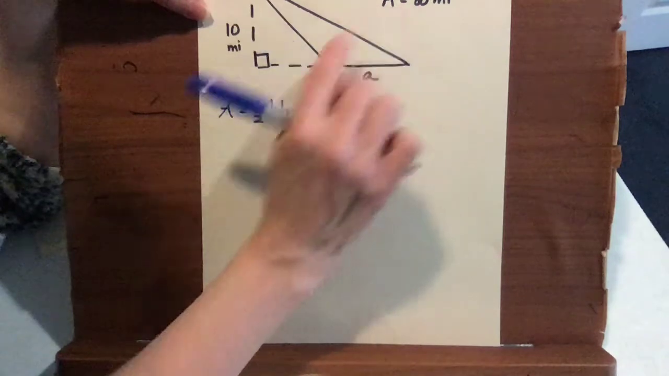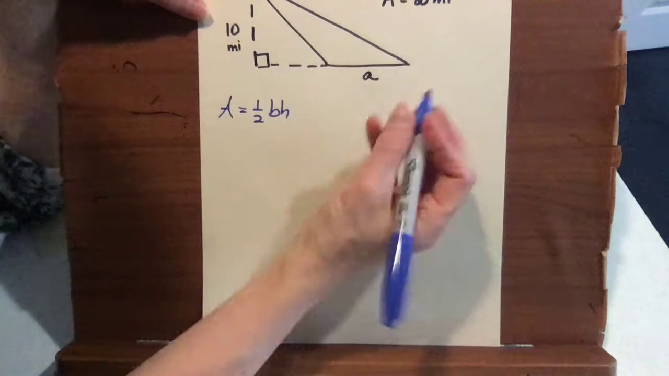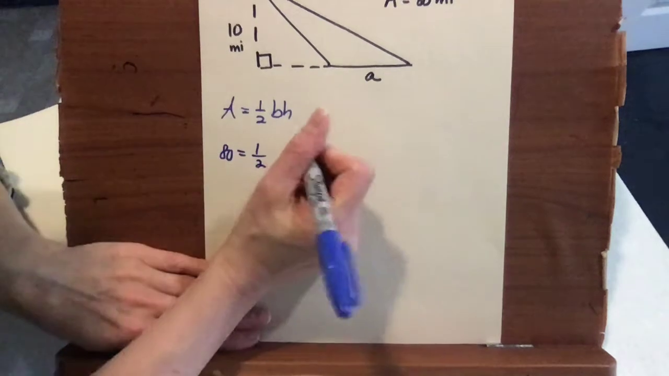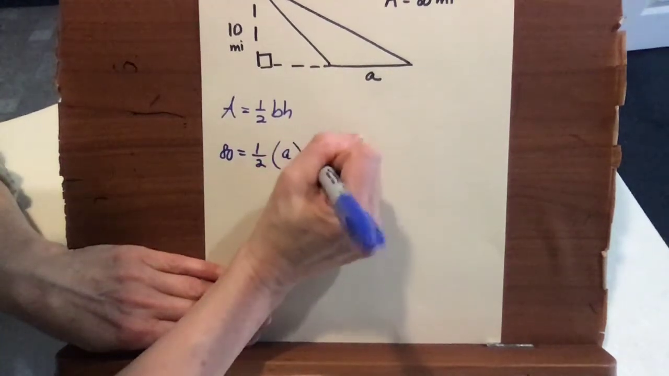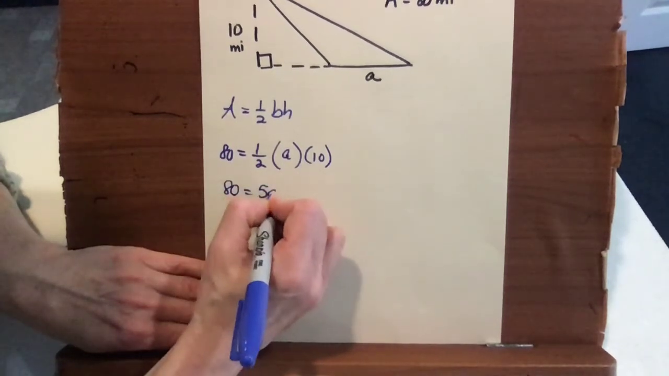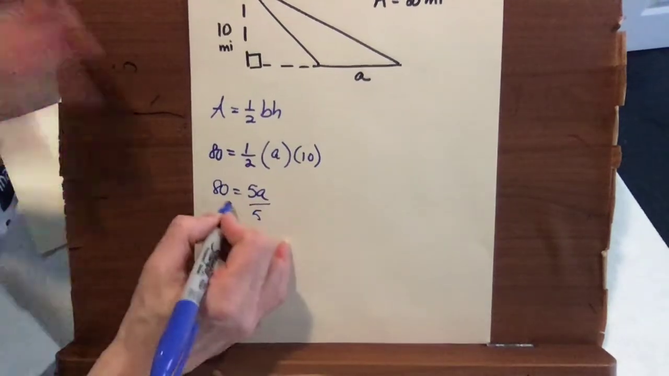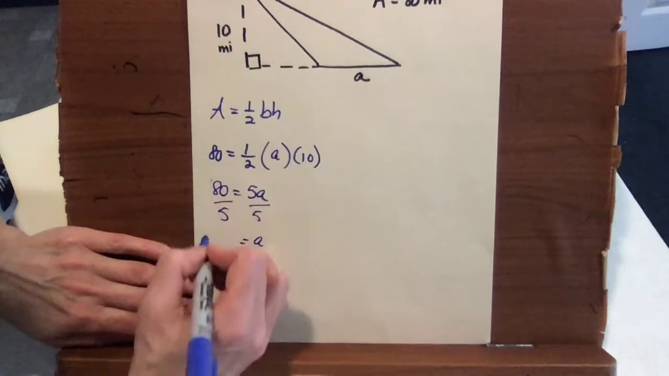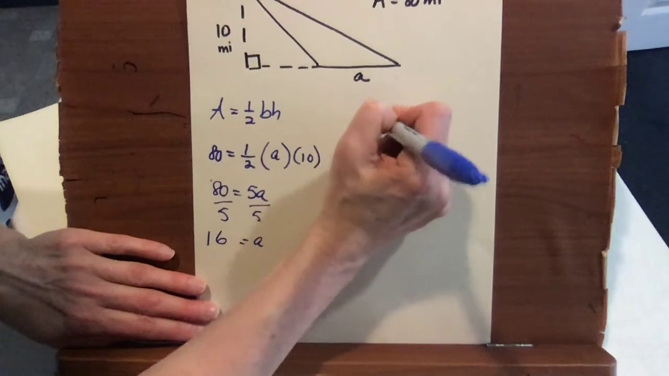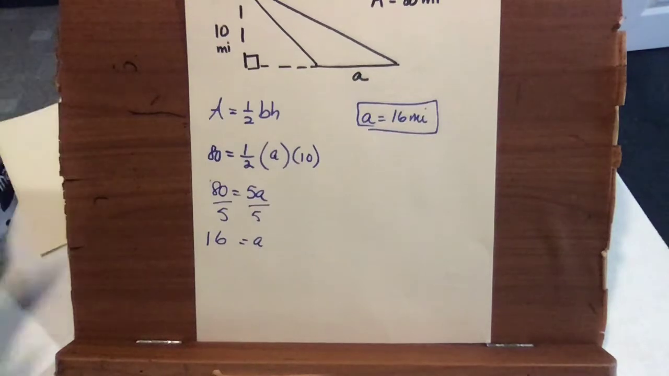So if we want to know what A is, the length of our base, but we know it's 10 miles high and we have an area of 80 miles, we're just going to plug in 80 equals 1/2, because that's a triangle now, the base is A, times 10. Okay, so we're going to get 5, so 80 equals 5A. Divide by 5, and 80 divided by 5 is going to give us A equals 16. So our A is going to be 16 miles. That's our answer. That's our base length for that triangle.